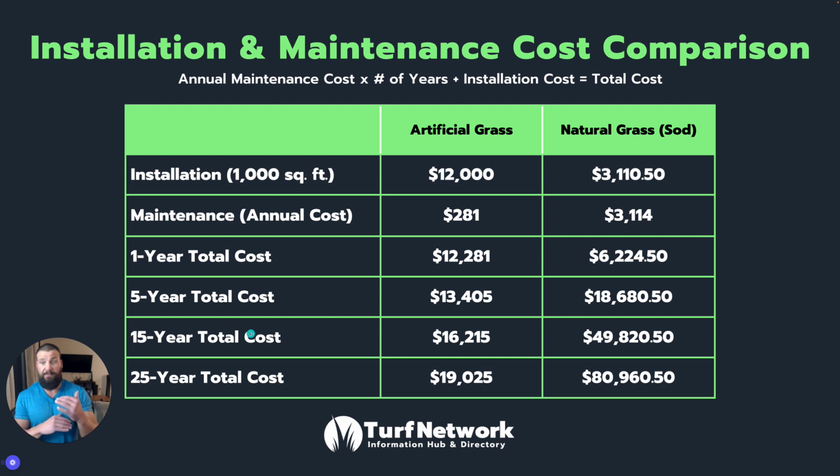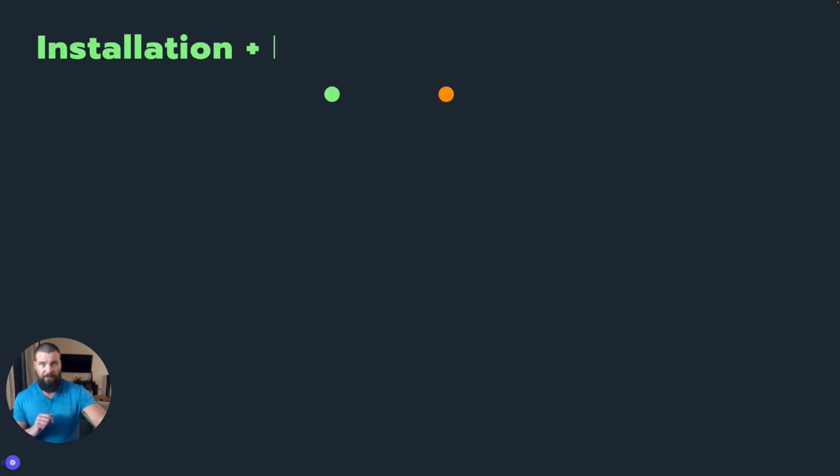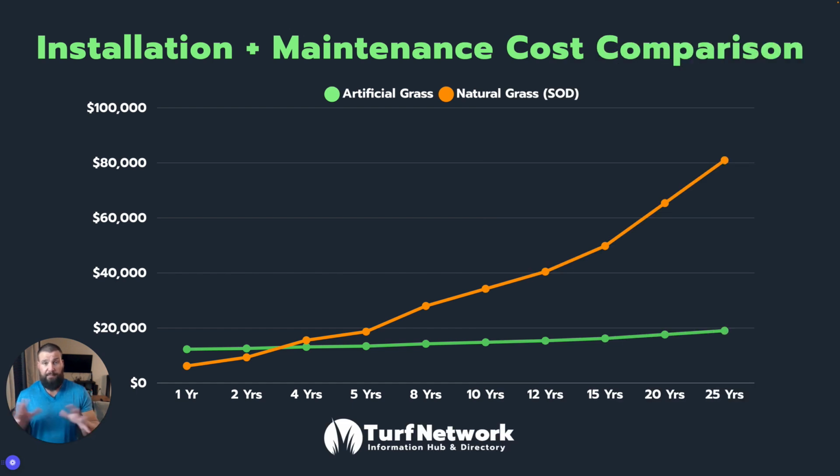with each successive jump in the time frame. So this is just providing a visual representation of the installation and maintenance costs of artificial grass versus natural grass. The artificial grass is this green line. So you can see at 1 year, it's $12,281. And at 25 years, it's $19,025.